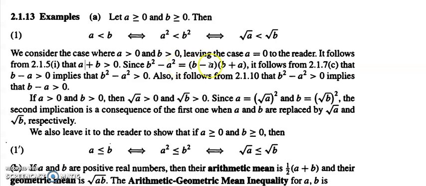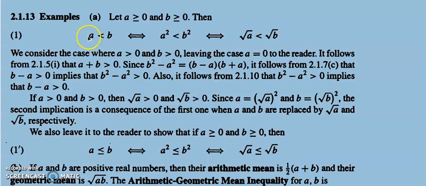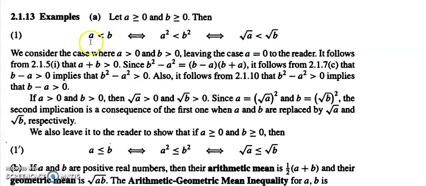What is B square minus A square? This will be B minus A into A plus B. Because A is less than B, B minus A is greater than 0, and A plus B is greater than 0 by property 1. So you combine these two. This implies what? This will imply this B minus A is what?